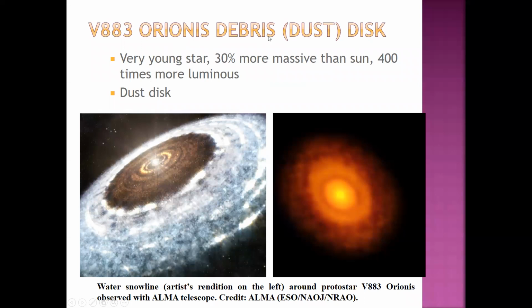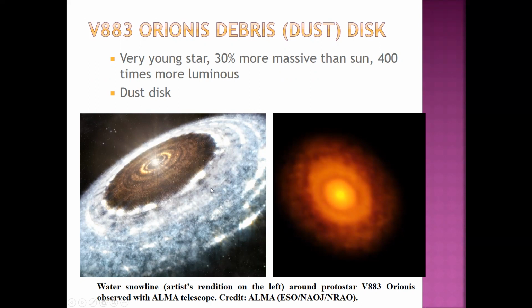Finally, we'll look at the V883 Orionis debris disk. And so this is a very large star. It's only about 100,000 years old, but it has already blown away all the gas from above and below the midplane dust layer. And one thing you can see here is the inner part of the disk is hot, and all the water has sublimated to the gas phase, from the ice phase to the gas phase.